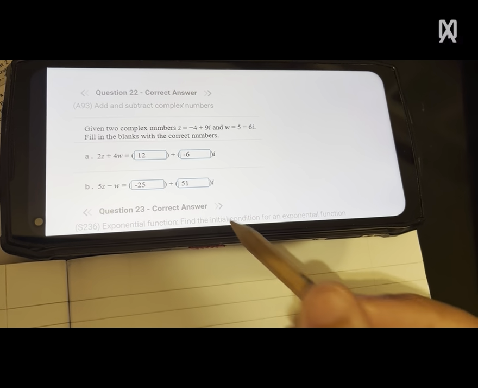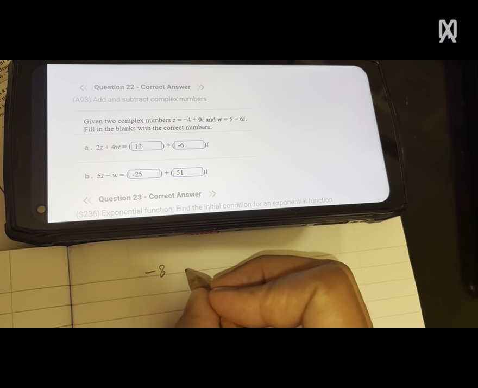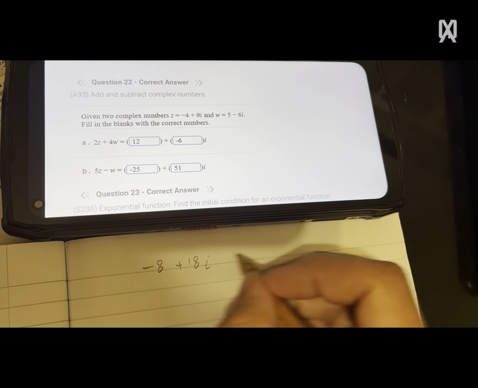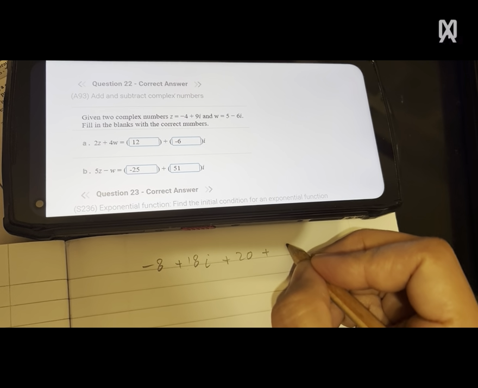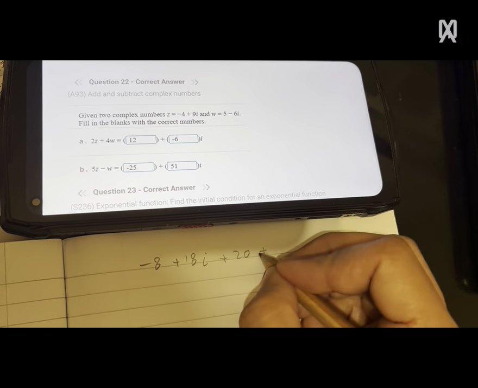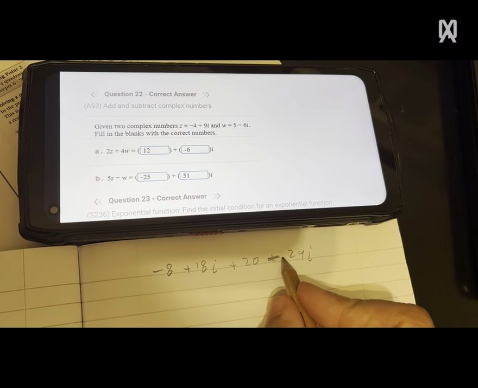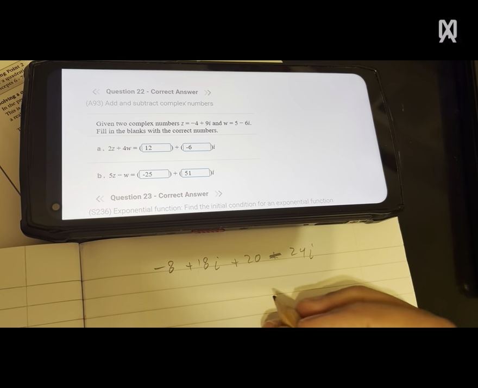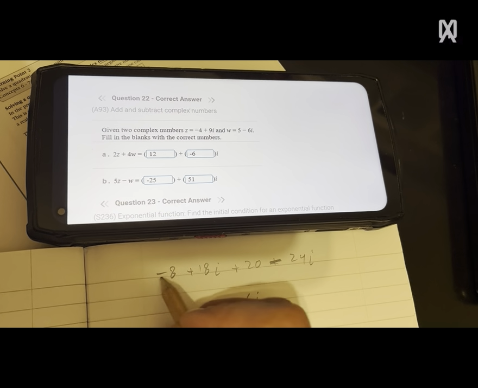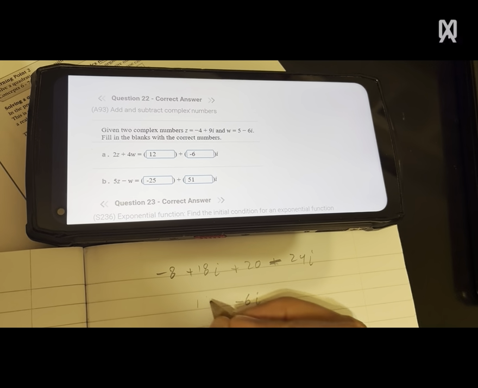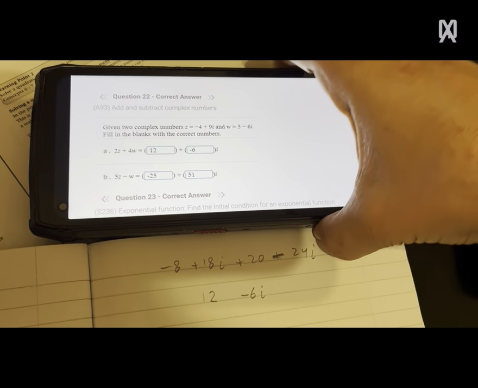He's giving you two complex numbers. He wants 2z plus 4w, so 2 times minus 4 is minus 8 plus 18i, plus 4w. 4 times 5 is 20, plus 4 times minus 6 is minus 24i. So minus 24 plus 18, it is minus 6i, and 20 minus 8, it is 12. So 12 minus 6i.